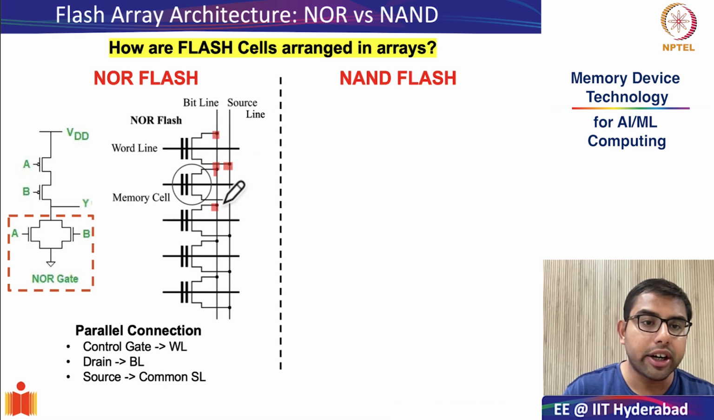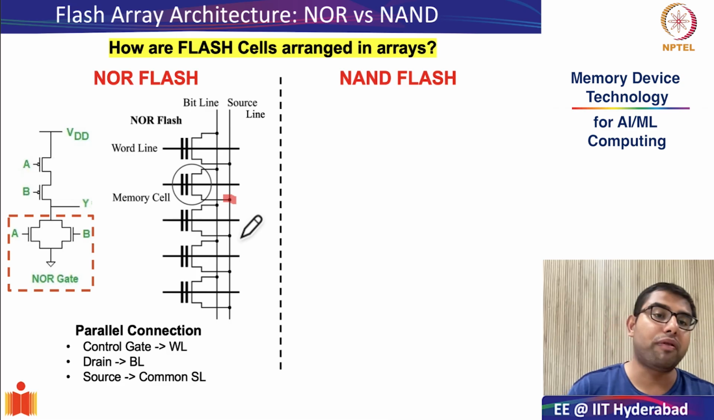So the source is connected to the source line. The source of the second transistor is connected to the source line, the source of the third transistor, and so on and so forth. Okay, so this is what facilitates the parallel configuration in a NOR flash cell.